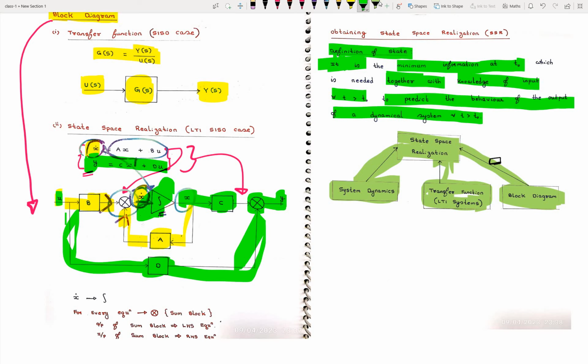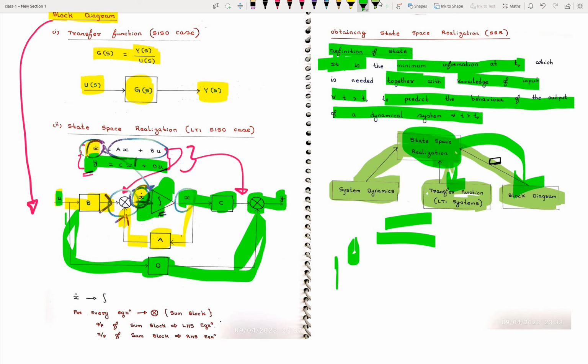The inverse way also. Suppose we have a state space realization, how do we obtain the transfer function? Suppose we have a state space realization, how do we obtain the block diagram representation? These are the things I will discuss in the future classes. As it is the first class, I thought to include some basic introduction.